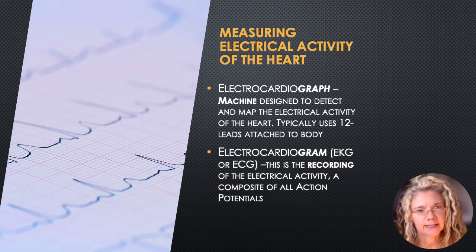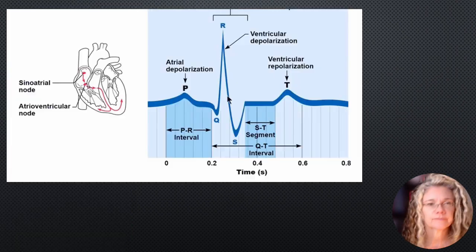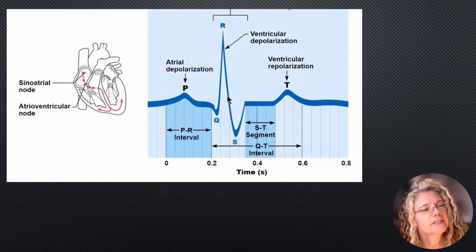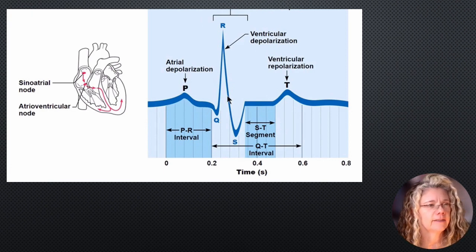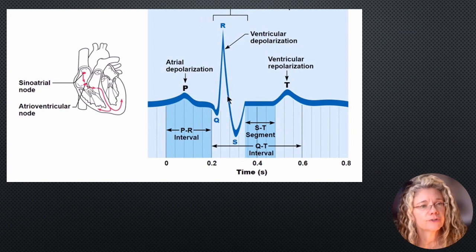All right, and then an EKG can also be called the electrocardiogram. That's that paper tracing, the recording of the electrical activity of the heart, and that recording shows us a composite, a mean, right, of all of the electrical activity in your heart, an average. So this is what a normal EKG tracing looks like, right? To the left, you've got a diagram that shows how the electrical activity flows through the heart, and to the right, you will see how that corresponds with the EKG tracing.